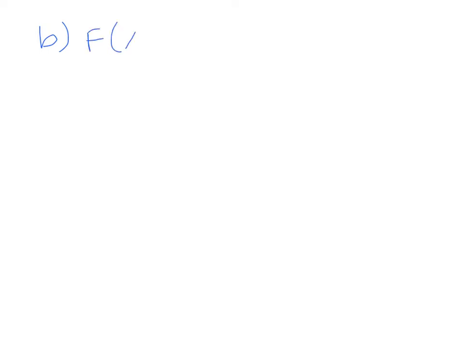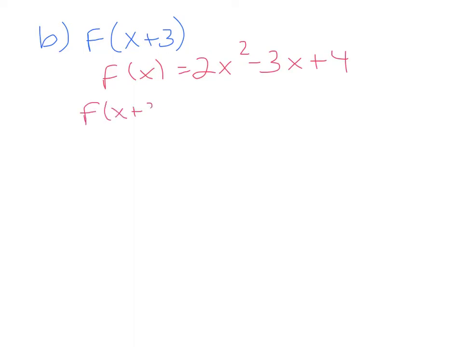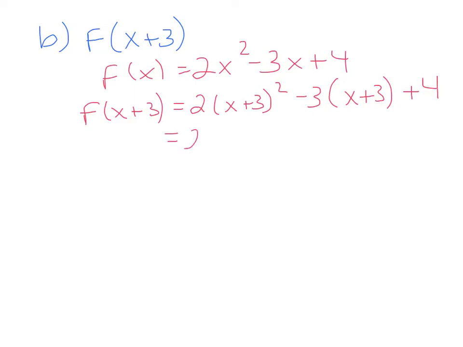Let's evaluate for f of x plus 3. The process doesn't change. We're going to take our original function of f of x equals 2x squared minus 3x plus 4, and we're going to evaluate that for f of x plus 3. And all that means is wherever there's an x, we're going to replace it with x plus 3. So it's 2, take out the x, replace it with x plus 3, and then it's squared. Minus 3, replace x with x plus 3, and plus 4. And now it becomes just a matter of simplifying everything. So x plus 3 squared is x squared plus 6x plus 9. That's going to be minus 3x minus 9 and plus 4.